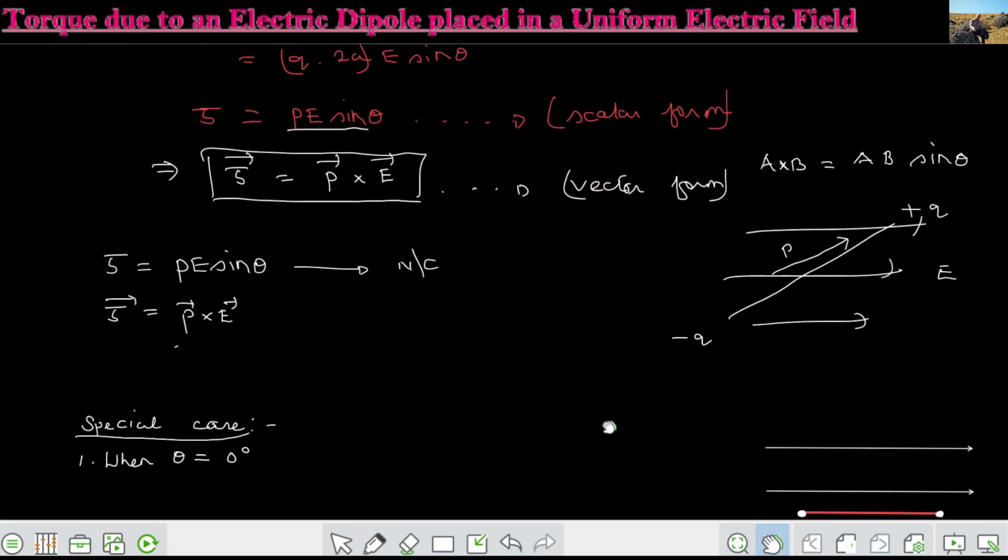So how will you represent this vectorially? Only in terms of your dipole moment. This is the dipole moment. The dipole moment is acting in this direction. This is the dipole moment vector.